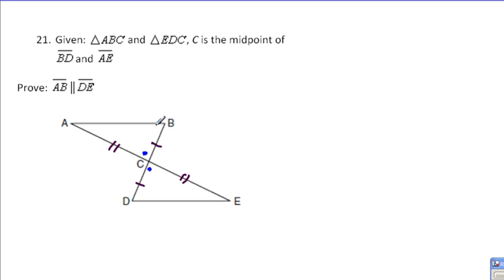Therefore, we can say this angle is congruent to this angle by CPCTC. But one other thing that we get to realize is these two angles are also alternate interior angles, which makes the line AB parallel to line DC.